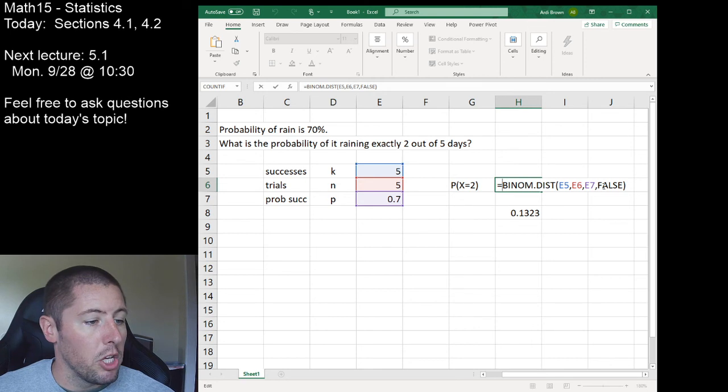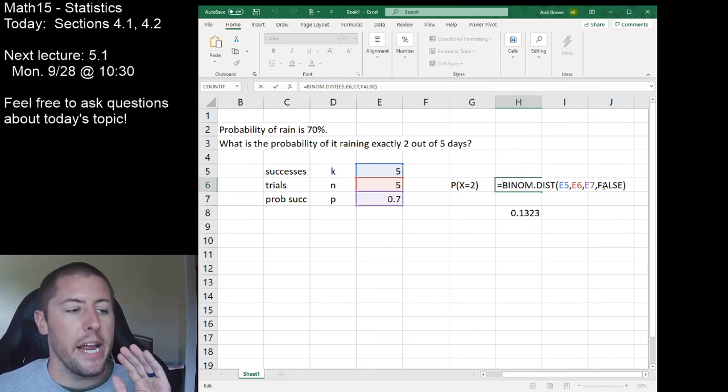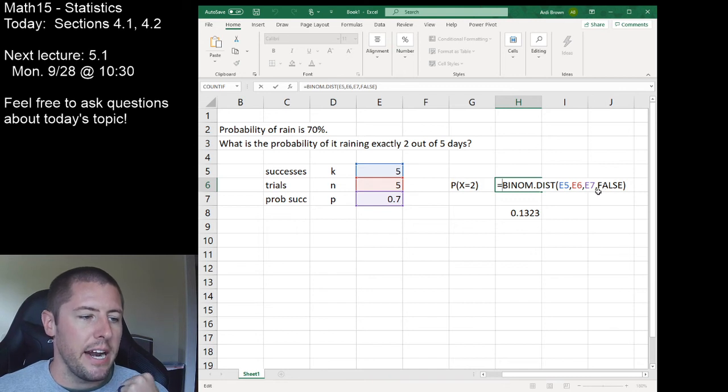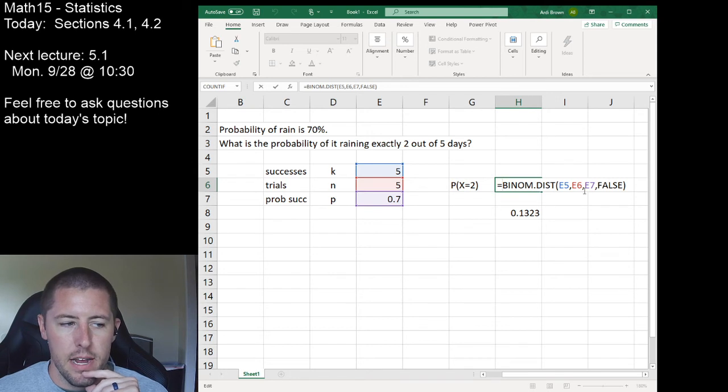And am I looking for a probability that's up to 2 days of rain? No, I'm looking for exactly 2 days of rain. So this is not a cumulative probability. This is a specific one entry probability right here, rather than a probability for an up to amount. Does that make sense there, Jazz?